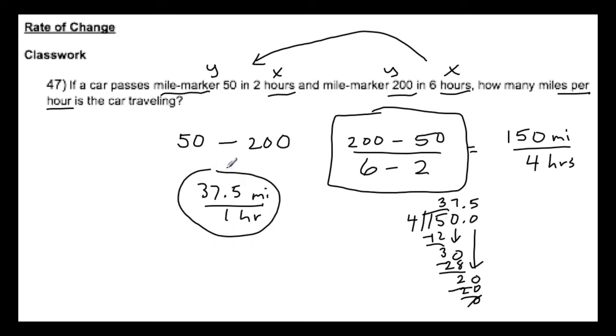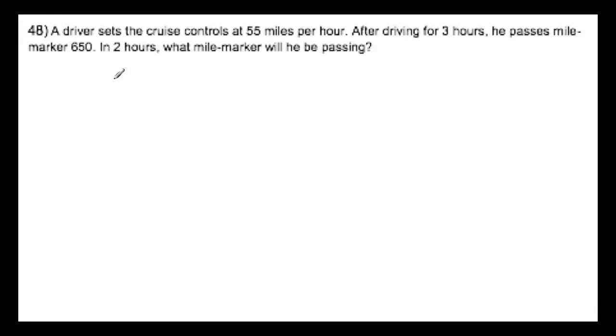Okay, remember that for number, I believe it's 48. The driver sets the cruise control at 55 miles per hour. So that's actually a rate of change. This is what's continuing over and over and over again. After driving for 3 hours, he passes mile marker 650. In 2 more hours, what mile marker will he be passing?